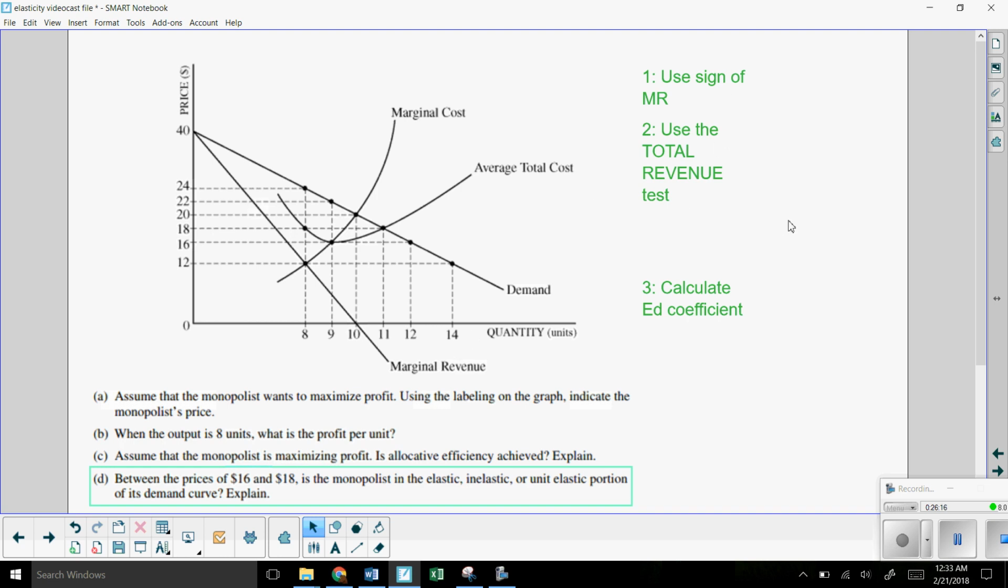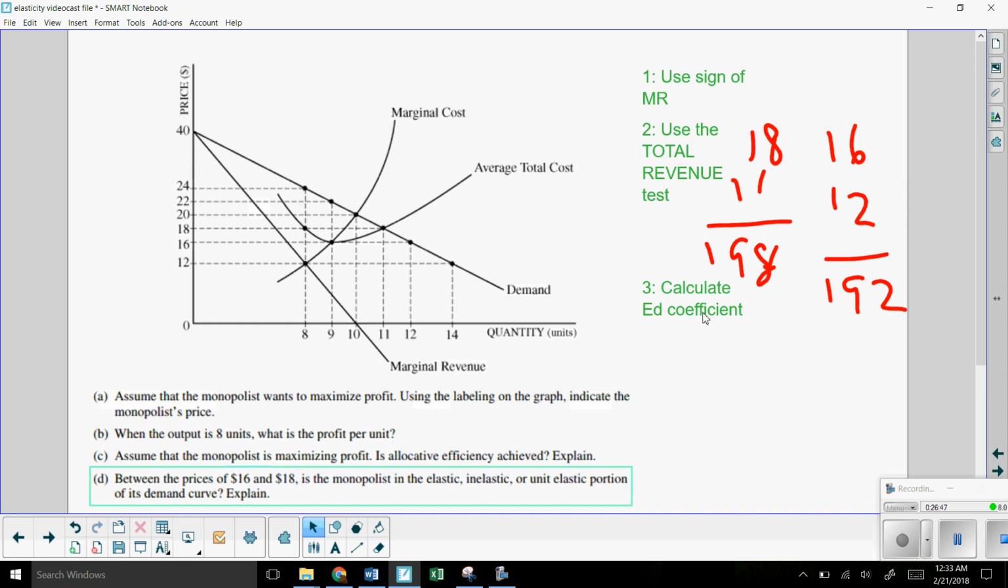Or we could use the total revenue test, and we could take 18 times 11, and we'd end up with 198. And we could take 16 times 12, and we can end up with 192. And so we know as we increased quantity, total revenue got smaller. So this box that's 18 units tall and 11 units wide is actually bigger.